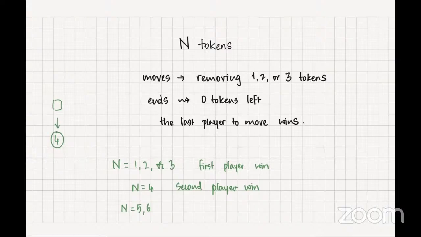And then the other person is stuck. No matter what they remove, it's going to come back to you for a win. So a similar argument works when you have 7 tokens as well. You can remove, in this case, 3 tokens to go to the place where the other player wins.